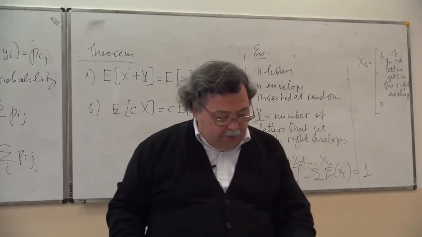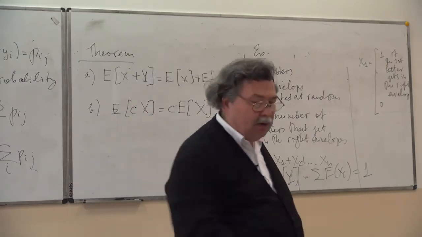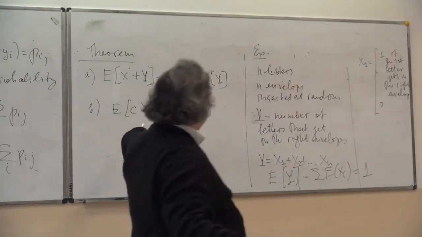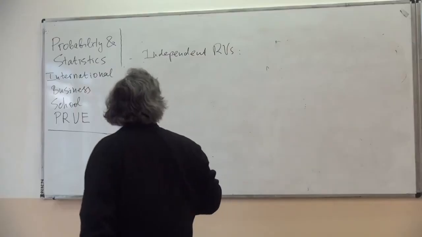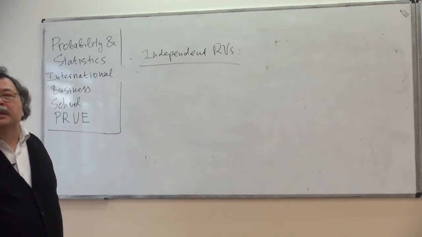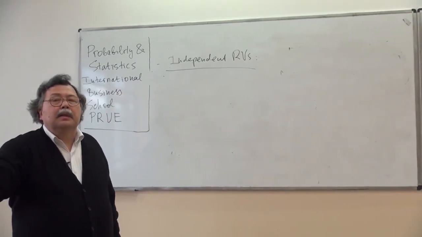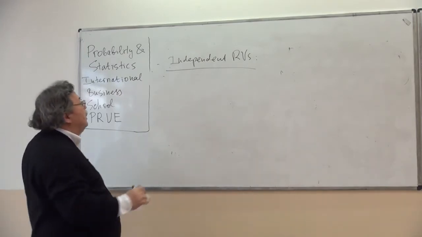All right, if they are independent, we have something to say about the variances too. So this was about expectations. So for independent random variables, what is this? What does this mean? What do we define as independent random variables?